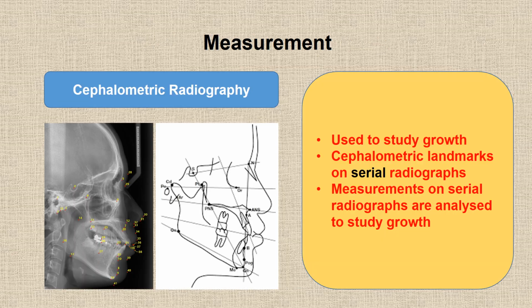The next measurement technique is known as cephalometric radiography. This is a technique used to study growth. It uses cephalometric landmarks plotted on serial radiographs, and measurements on serial radiographs are analyzed to study the growth pattern.